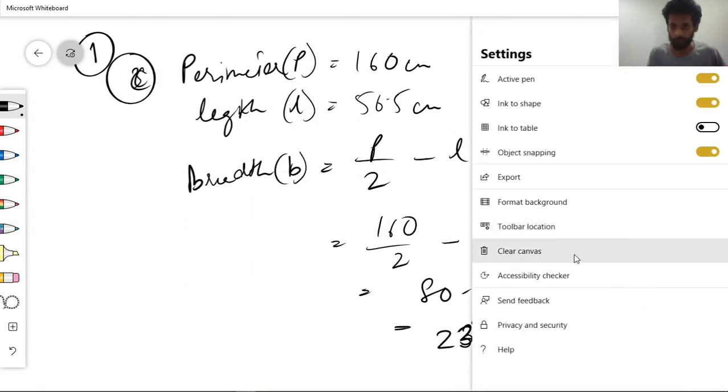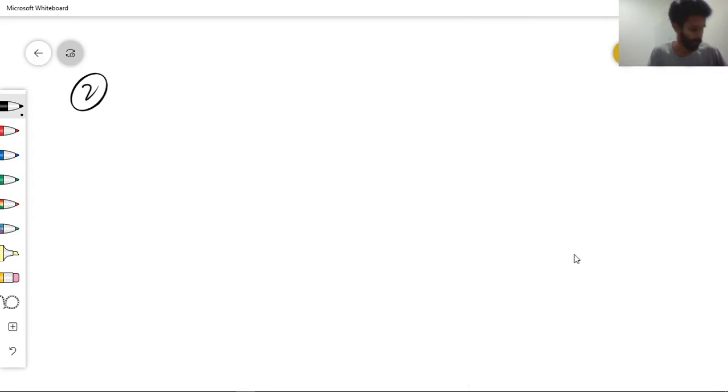Question number 2. Find the length of the rectangle if the perimeter and the width are given. I will not do this one. This one is basically the same as the other thing. You can just replace these values. You have to use the other formula. I guess you can do it.